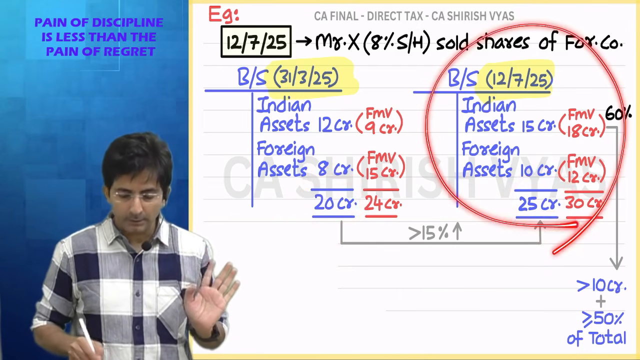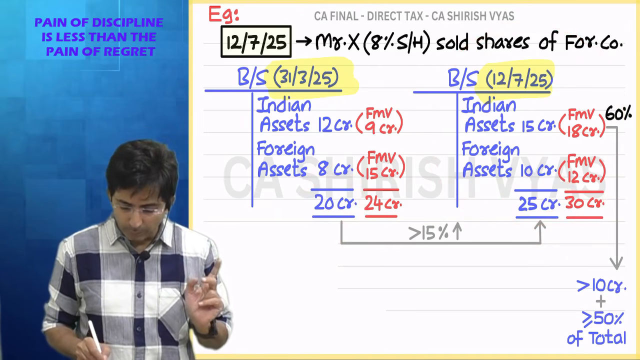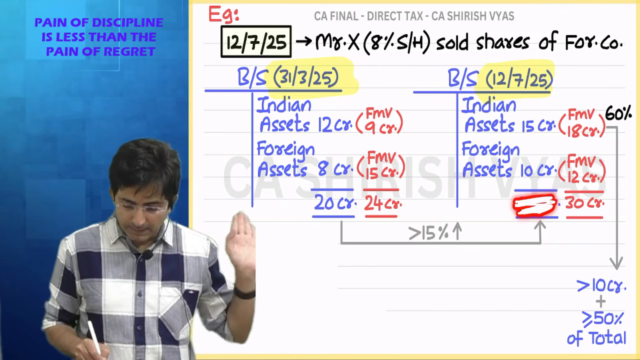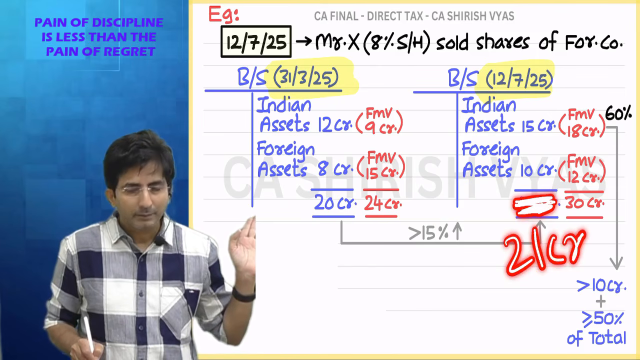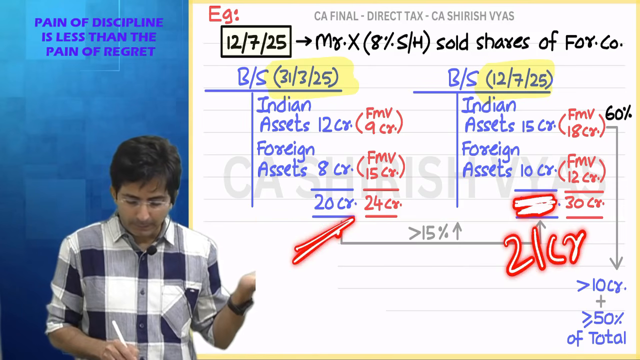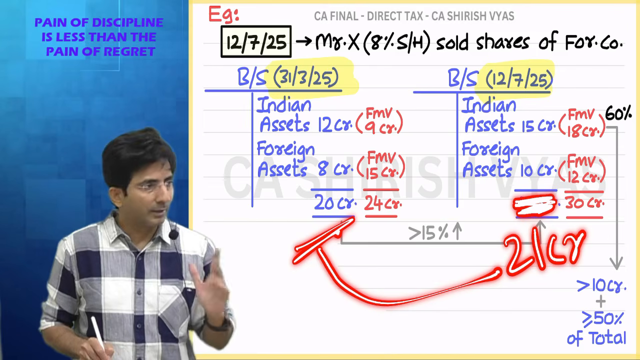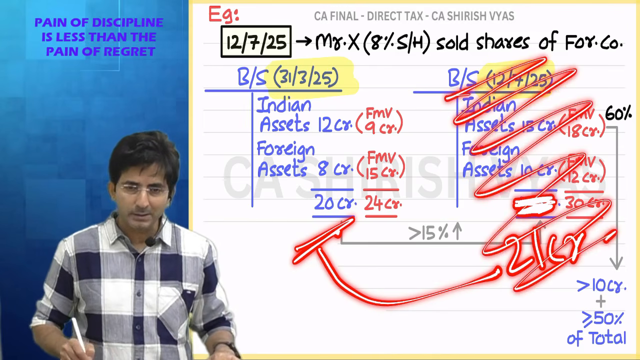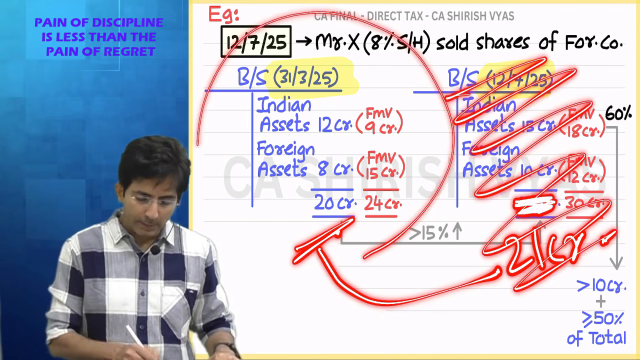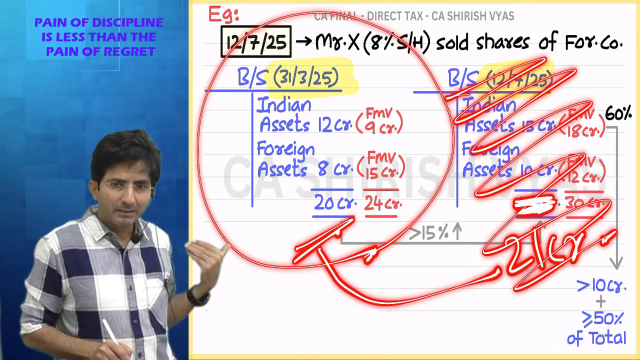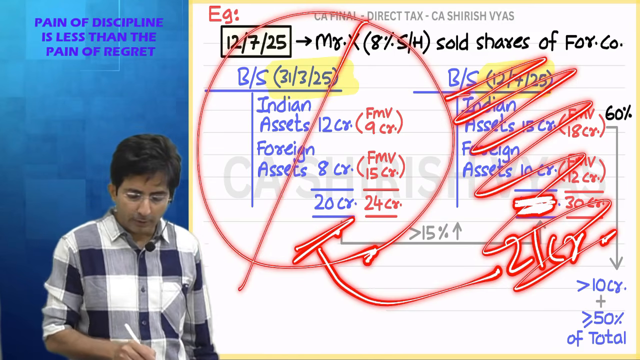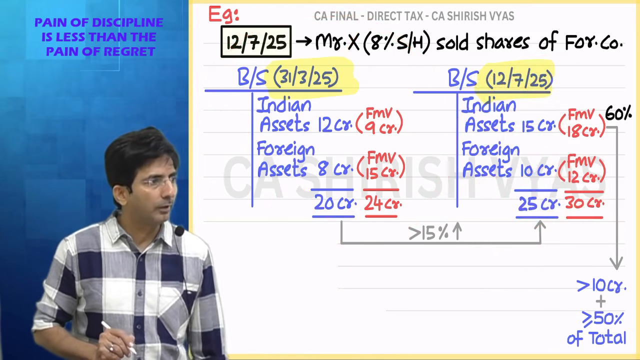This balance sheet. Tell me, if the total of this right hand side balance sheet was only 21 crores, then the increase is from 20 to 21, not a substantial change. Then ignore this. Then stick to this balance sheet, and according to the balance sheet on my left hand side, the capital gains is not accruing in India because conditions are not fulfilled.